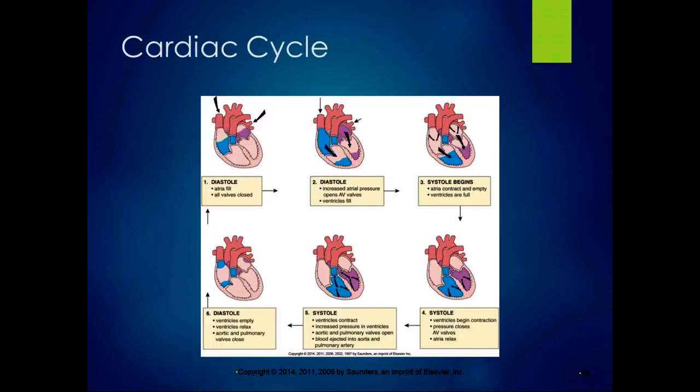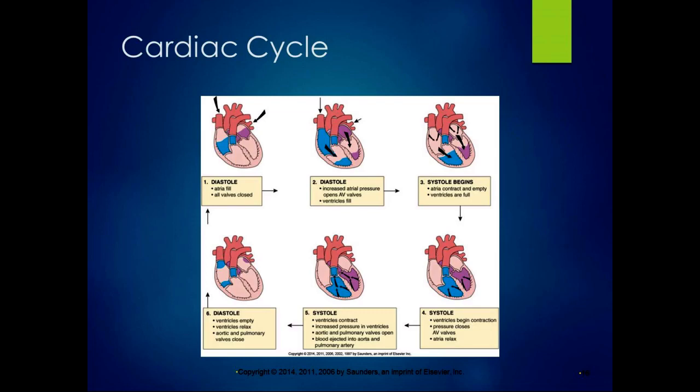Okay, so this is the little graphic from the book on the cardiac cycle. In diastole, the myocardium is relaxed, the atria fill, and all the valves are closed at this point. Then the increased atrial pressure opens those AV valves and the ventricles fill. That's part number two. Part number three, systole begins, the atria contract, and they empty the rest of that blood into the ventricles. Now the ventricles are full.